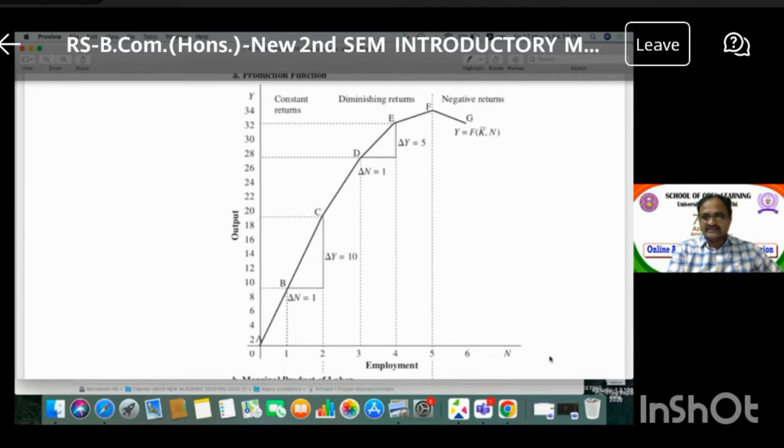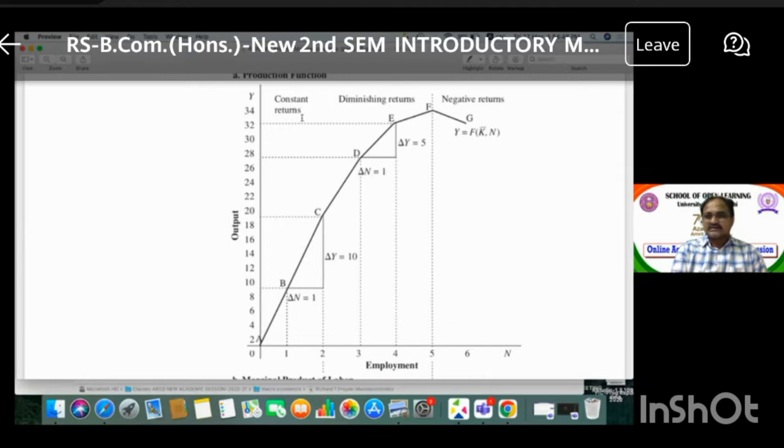Okay, suppose the x-axis is, dear students, we discussed, labor input, which we can also call employment. Employment means the number of homogeneous labor, how many members we are employing. Got it? How many members are working as homogeneous labor. So as employment is increasing, the output is increasing. In the initial stage, it is increasing at a constant level. So that's why we can say that this is constant returns to scale.